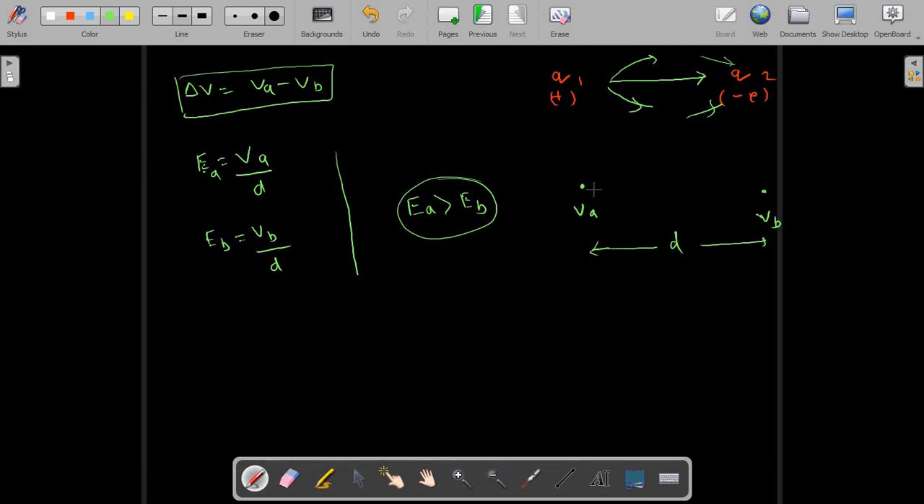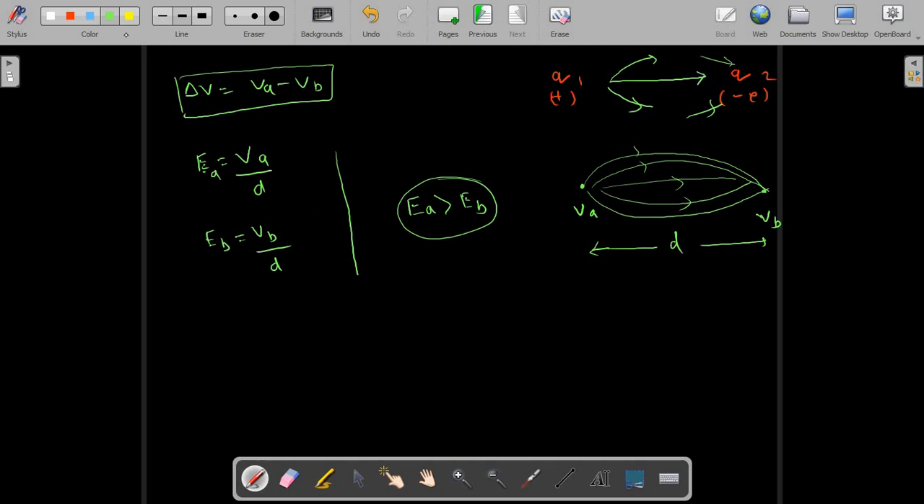If one plate is a positive charge and the other is negative, what will happen? The field lines will go from the positive to the negative side, right? That is the direction of the field lines.